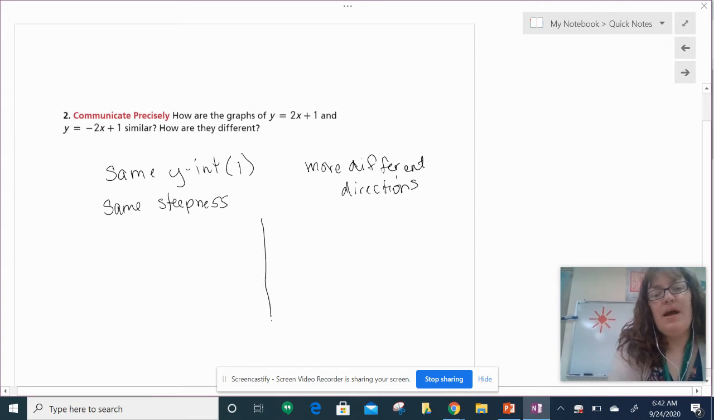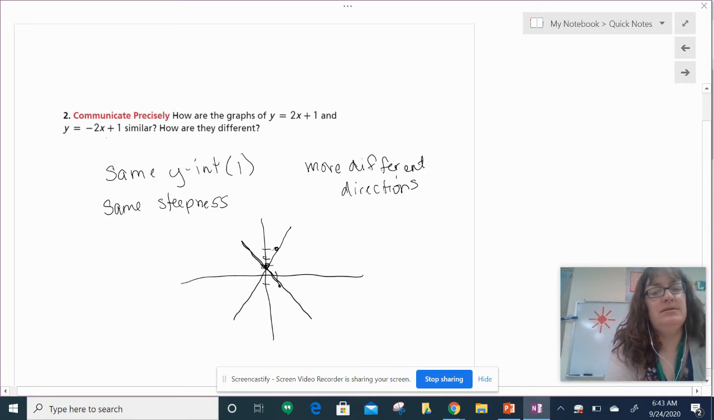So if I were to graph these, it would look like this. The first one would begin at 1, and then it would rise to run 1. So it would look like this. The second one would also start at 1, but it would go down 2 and to the right 1. So it would look like this. Those two lines would intersect at the 1, and they would be the same steepness, just one is going in a positive direction, the other is going in a negative direction.